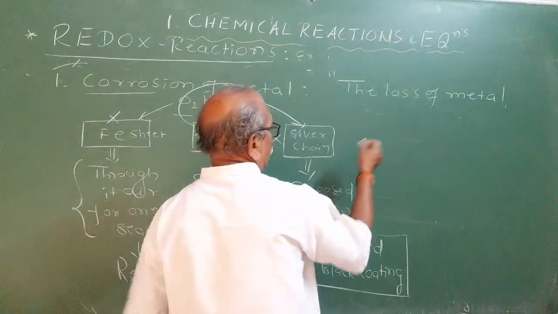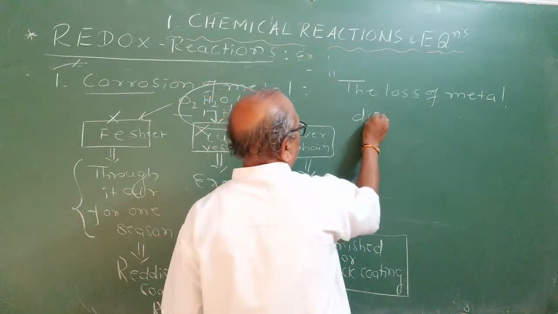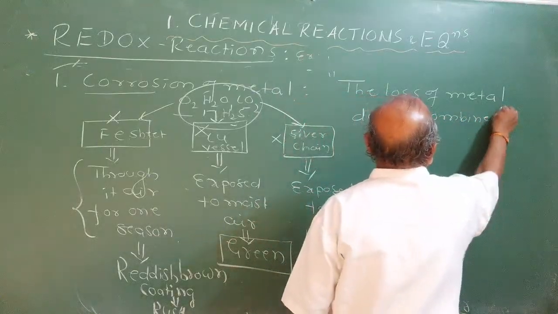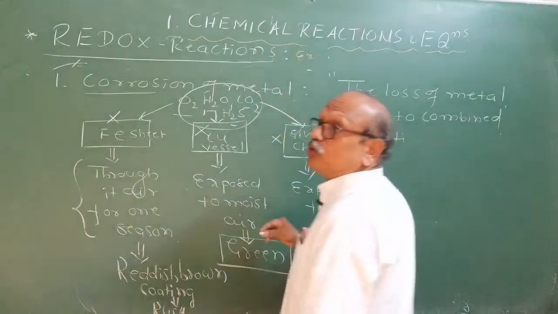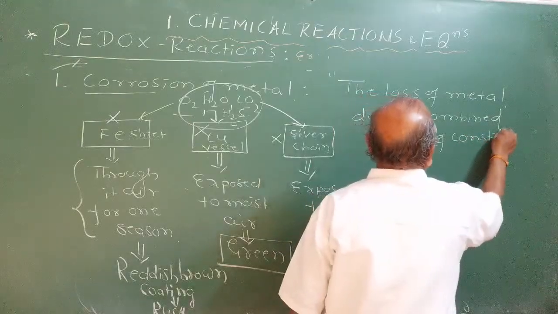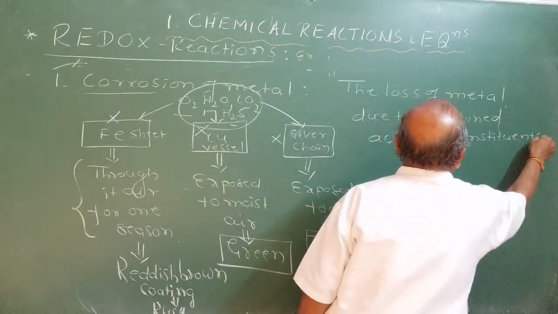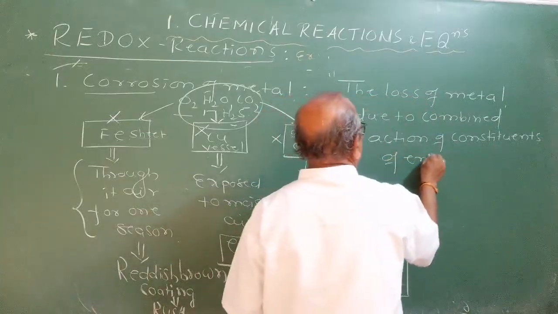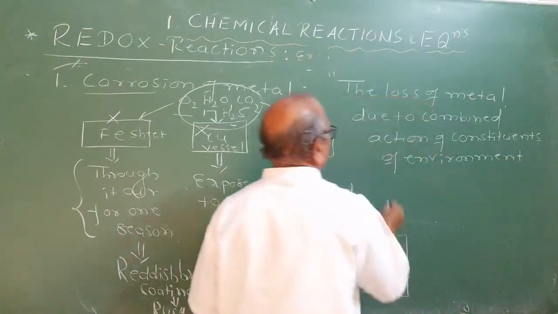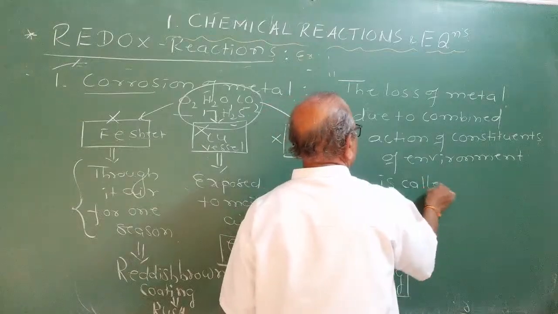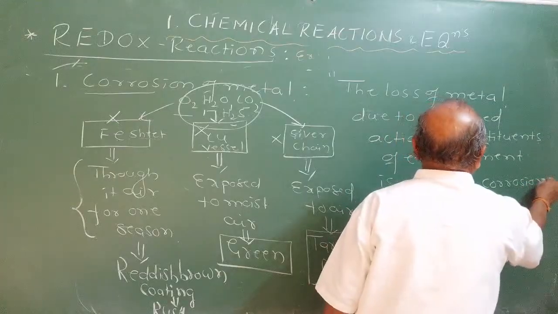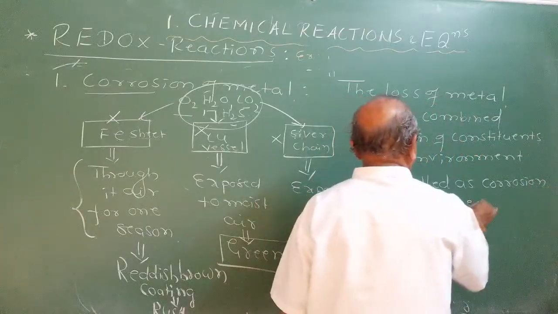The loss of metal due to the combined action of constituents of the environment is called corrosion of metals. You can take 3 examples.